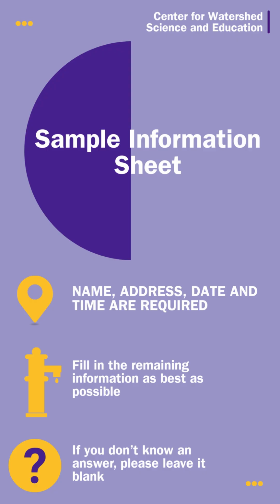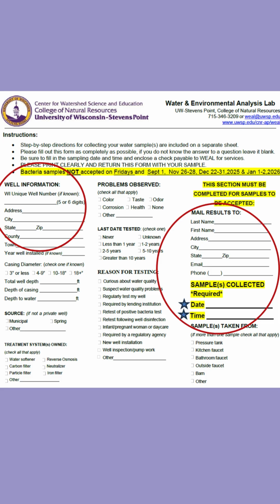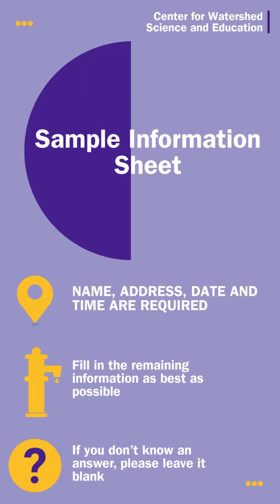One of the most important steps of collecting your water samples is to properly fill out the information sheet provided. Your name, address, sample collection date, and time are required. Try to fill out the rest of the information sheet to the best of your ability, but if you do not know the answer, please leave it blank. And remember, name, address, sample date, and time are all required.